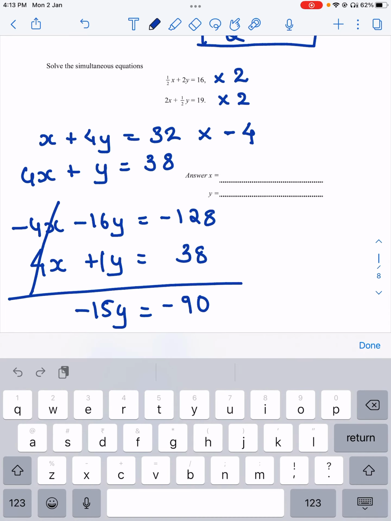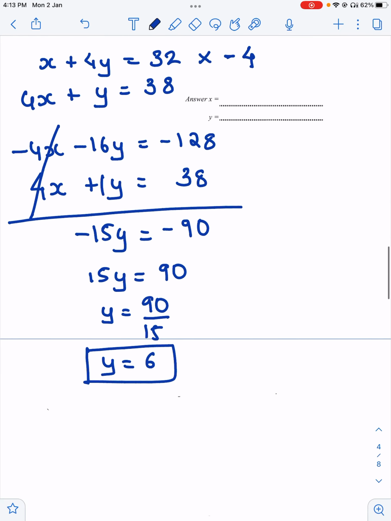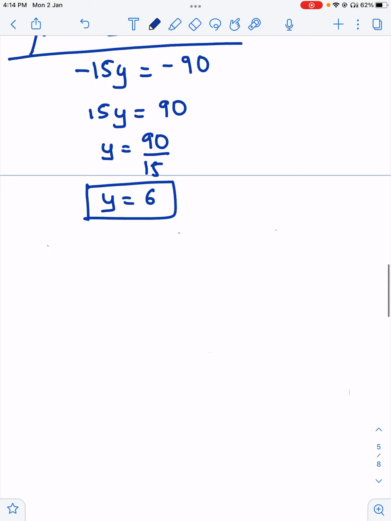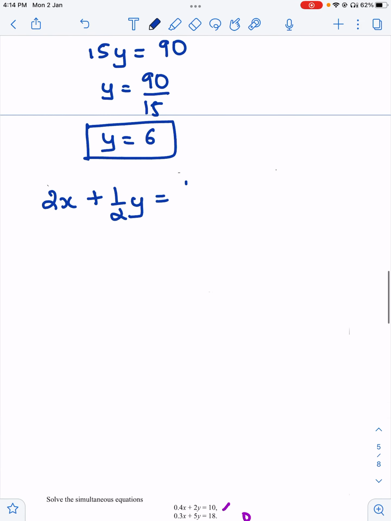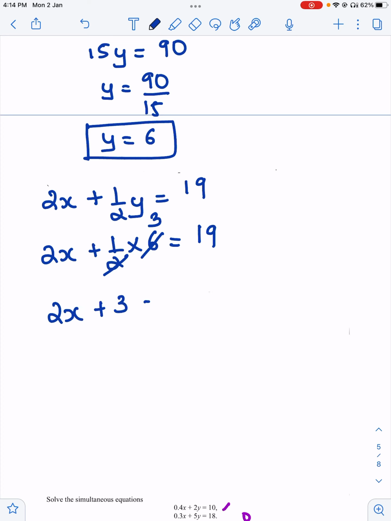So I substitute. Second equation says 2x plus half y is equal to 19. So 2x plus half into the value of y, which is 6, is 19. Half of 6 is 3, so 2x plus 3 is equal to 19. 2x is equal to 16. X is equal to 8. I get my second answer.